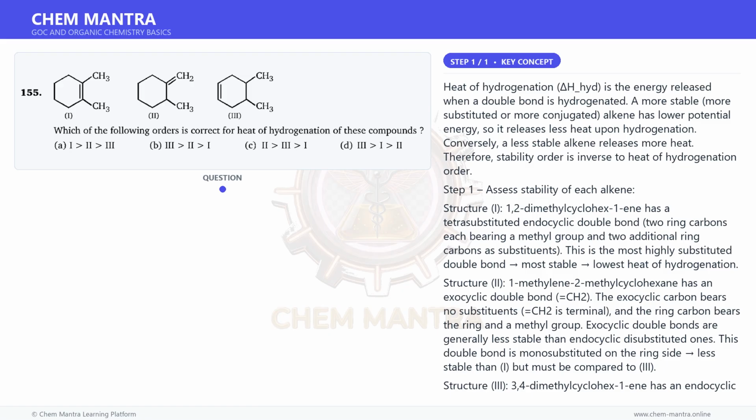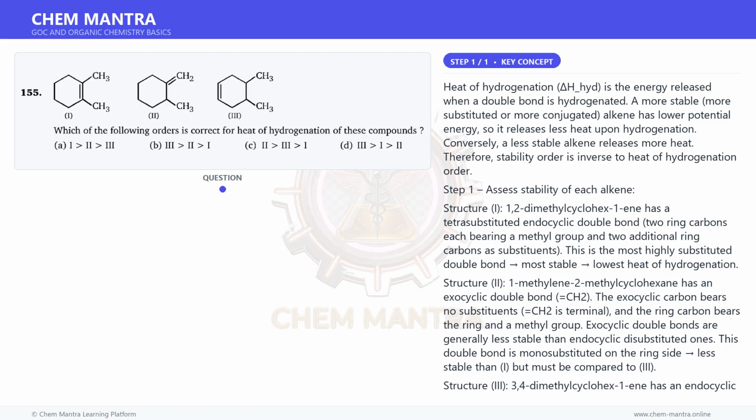Structure 3, 3,3,4-dimethylcyclohex-1-ene, has an endocyclic double bond between C1 and C2 with no substituents directly on the double bond carbons. The methyls are on C3 and C4, not on C1 or C2. This is essentially a disubstituted endocyclic double bond. Each vinyl carbon has one ring carbon substituent, but with no additional alkyl groups directly attached, making it less substituted than 1, but comparable to or slightly more stable than 2.